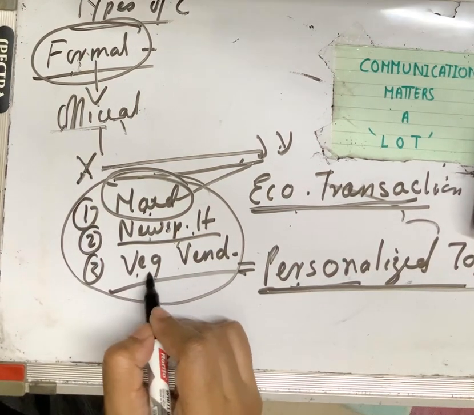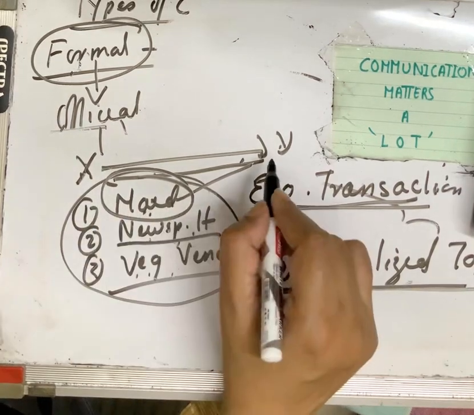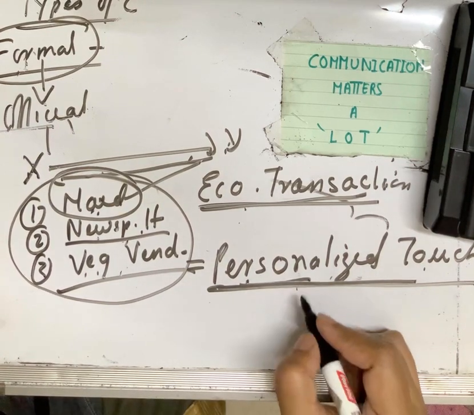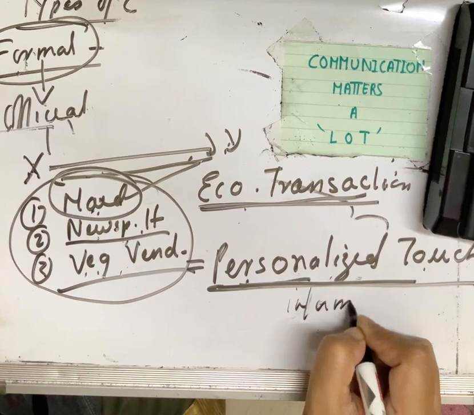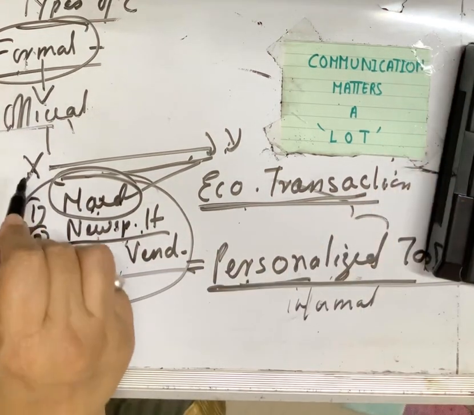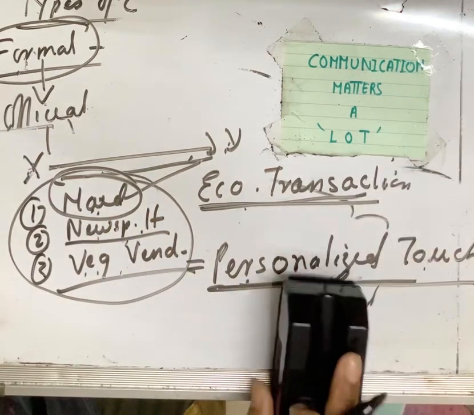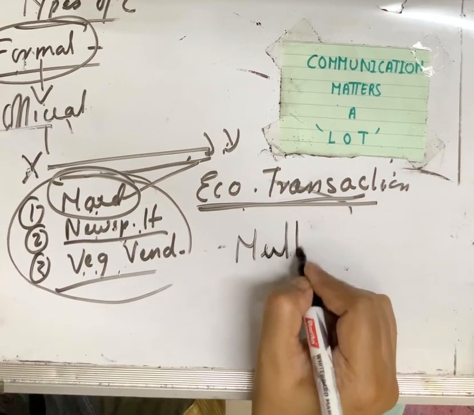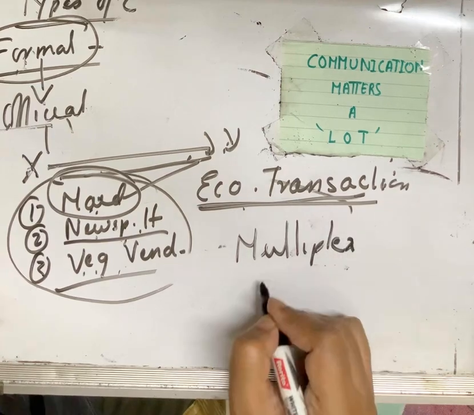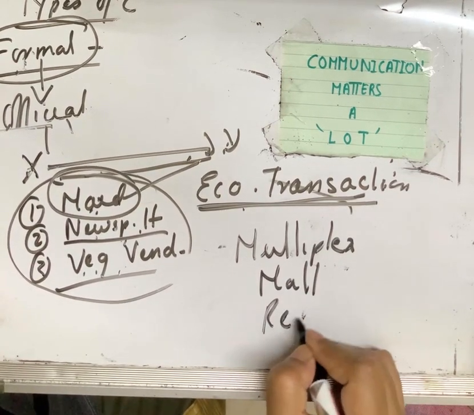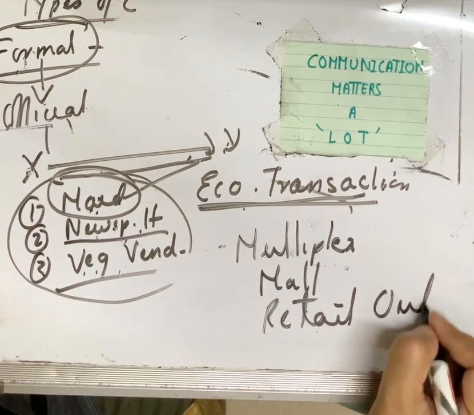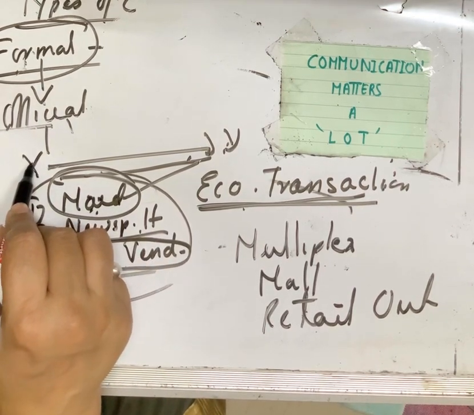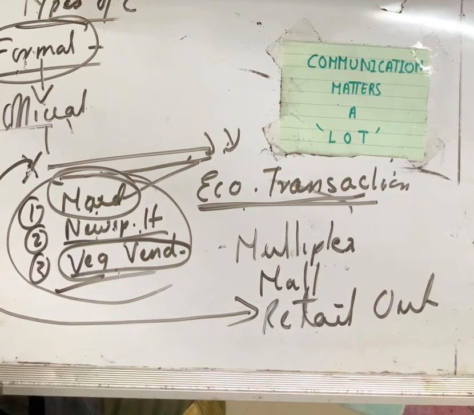So is the local vegetable vendor. So when X communicates with Y, there are elements of personal touch, almost like informal communication. But when this same X goes to, say, a retail multiplex or a mall or a retail outlet, a shop, instead of this vegetable vendor who has been giving him vegetables since he or she was a child, this X now goes to a retail outlet.